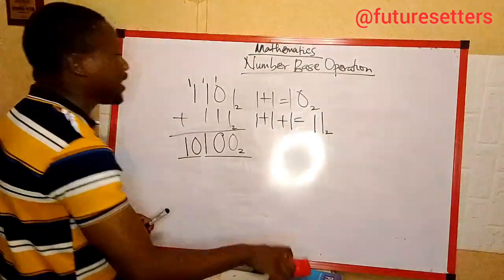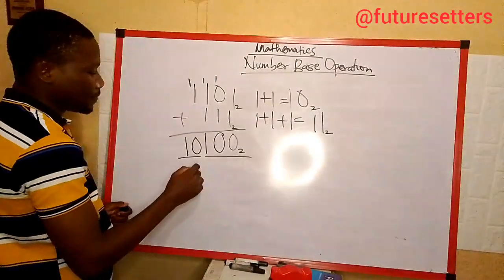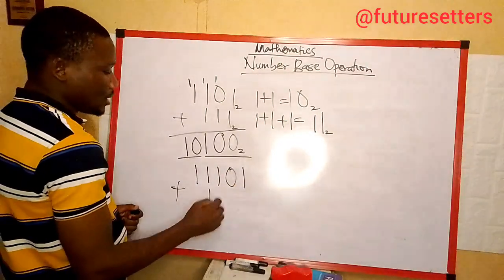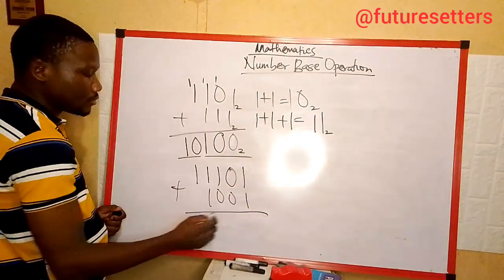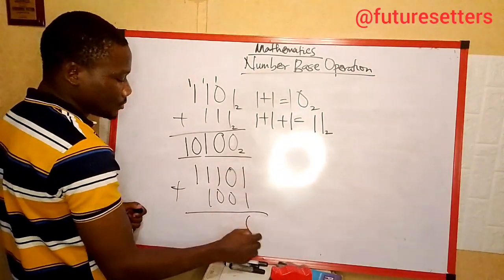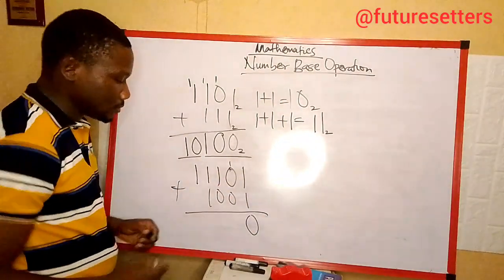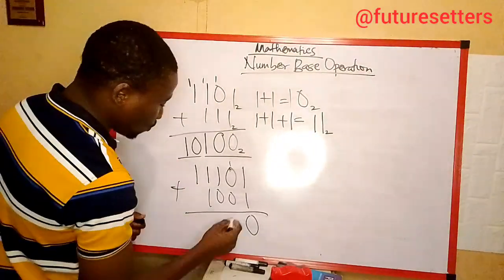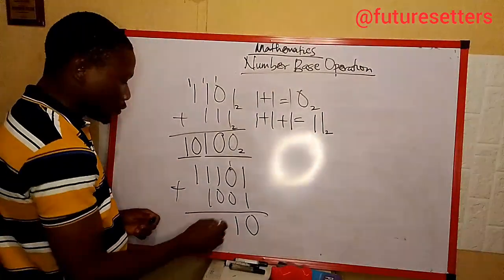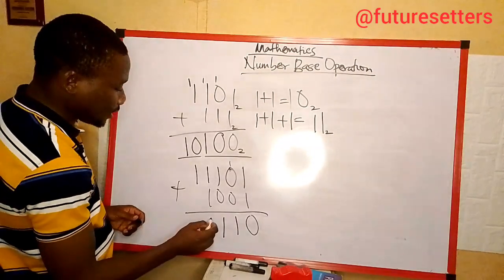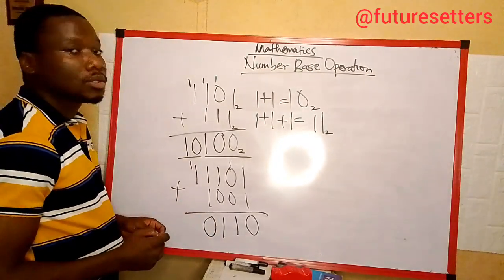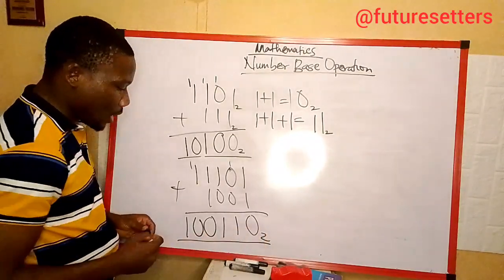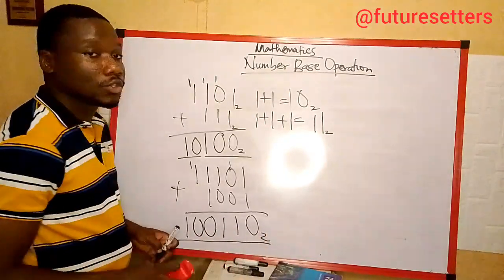We'll try one other very simple question. Let's try this: 11101 plus 1001. 1 plus 1, like we said, is 10. Put down 0, carry 1. 1 plus 0 is 1. Put down 1. 1 plus 0 is 1. 1 plus 1 is 10. Put down 0, carry 1. 1 plus 1 is 10. So this is 100110 in base 2.